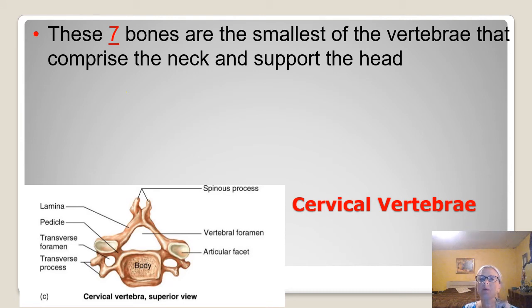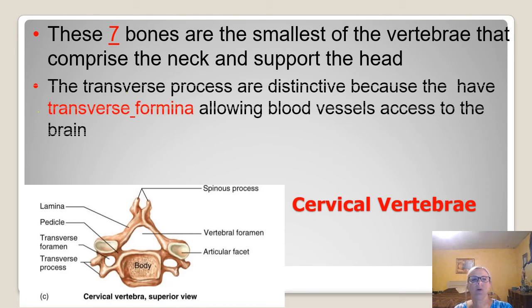Okay, so 7 bones of the smallest vertebrae comprise the neck, and they do support the head. So the tiniest ones we have actually support our big old heads. Okay, so this is a typical one here at the bottom. You have a transverse process. They are distinctive because they have transverse foramina. So remember, that's a little hole, transverse foramina. This one says foramen here, so it depends on the textbook. Those allow blood vessels access to the brain.